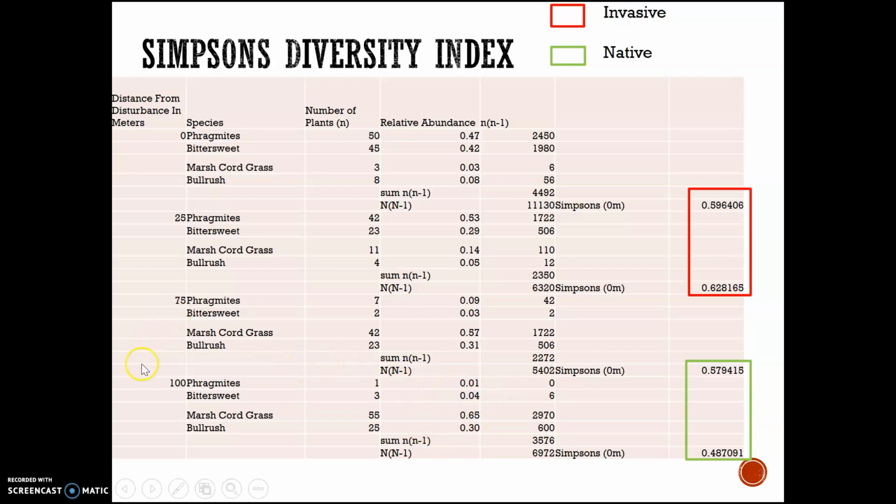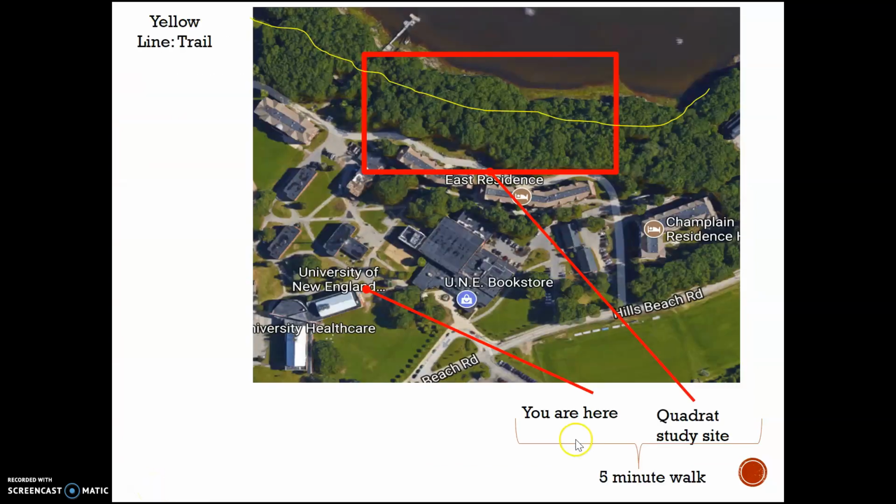So these plots that are further away are still basically as diverse as the plots that are close together, but you definitely see the shift in your relative abundance in the native plants and the invasive plants. So that's kind of why it is important to look at both of those things.